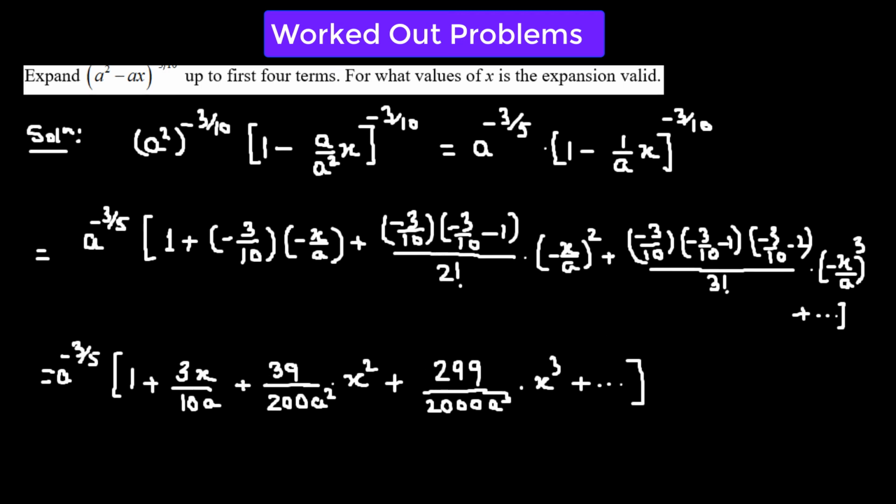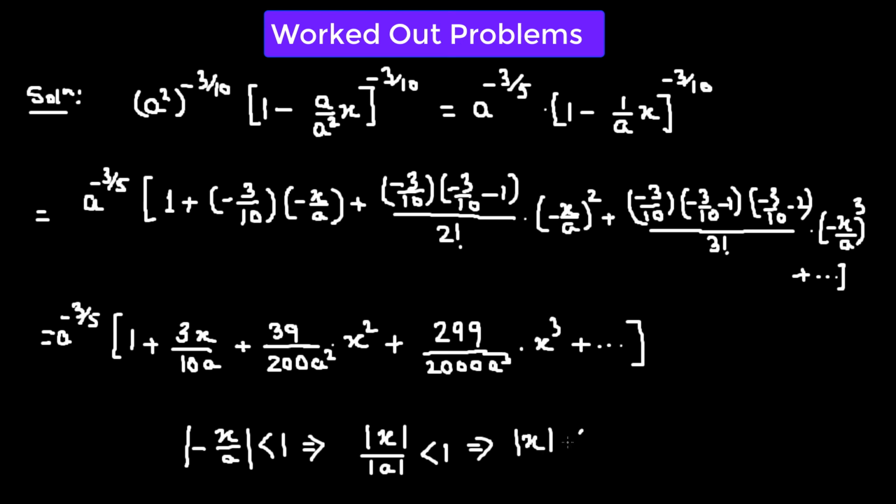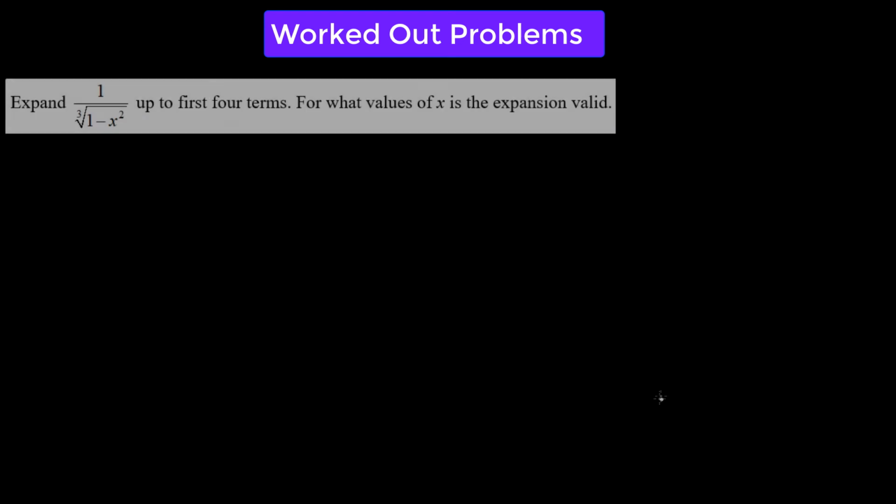Now we find out the condition. Our condition requires that the absolute value of negative x over a must be less than 1, which implies that the absolute value of x upon the absolute value of a must be less than 1, which implies that the absolute value of x must be less than the absolute value of a. So this is the range for the value of x, or you can say that x must lie between negative a and positive a. So for all values lying in this range, the given expansion will hold. Let's move on to the next question.